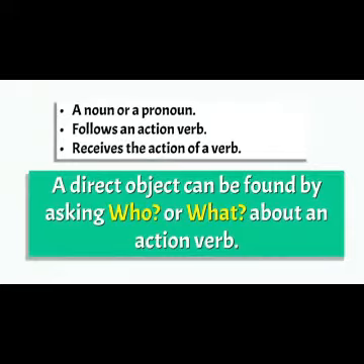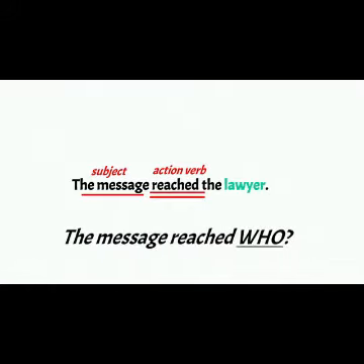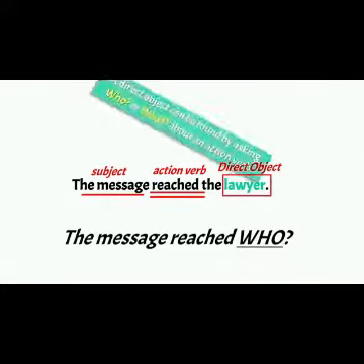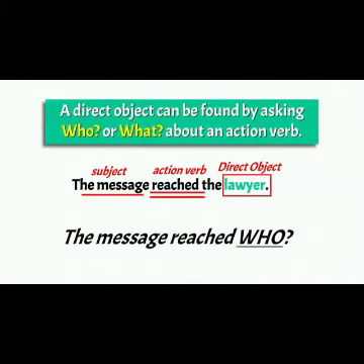So let's look at some examples. The message reached the lawyer. The message is your subject. Reached is your action verb. The message reached who? The lawyer. That's your direct object. A direct object can be found by asking who or what about an action verb.